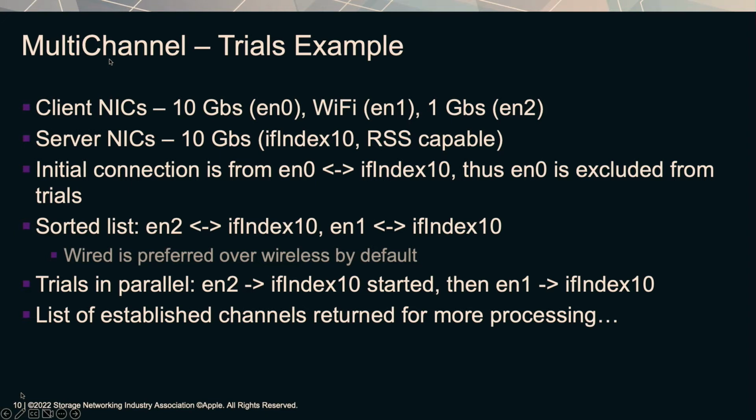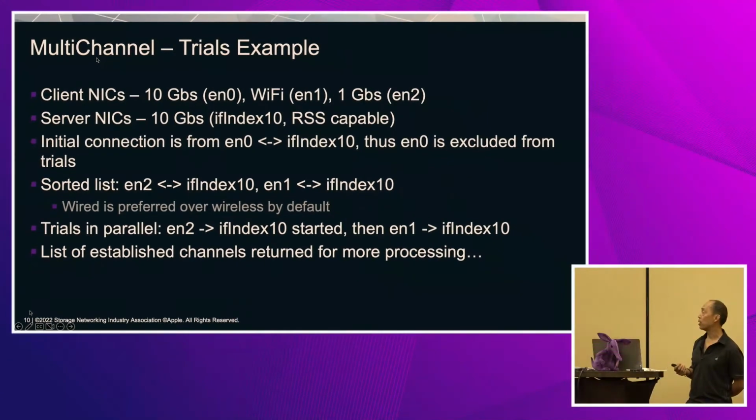When we start the trials, we immediately connect from EN2 to the server and then EN1 to the server at the same time. And then we come back with a list of established channels. So in this case, assume both EN2 and EN1 were able to connect to the server. Okay? So now we have a whole bunch of channels that we could potentially use.